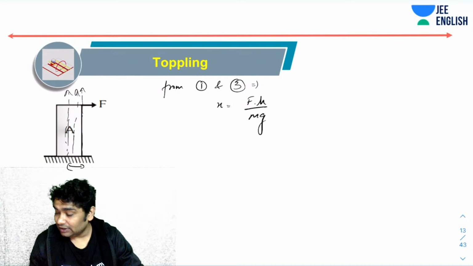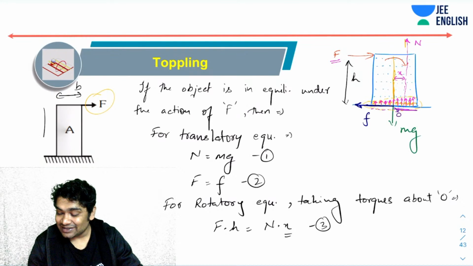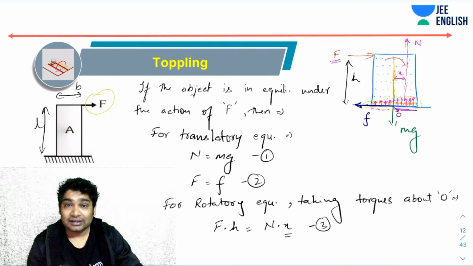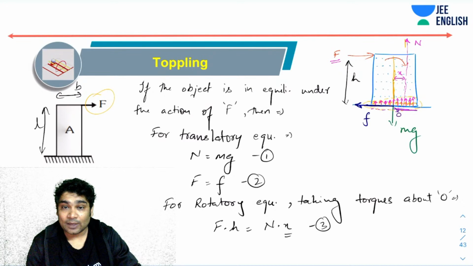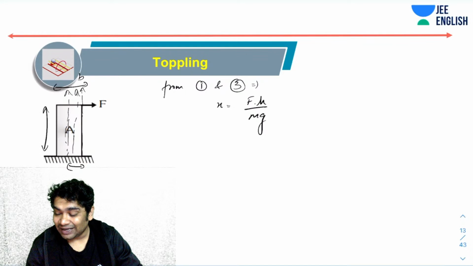If I call these dimensions, so let's give some names to these dimensions. So let's call this breadth b, and this is the length of the rectangular looking thing. Okay. So you realize if this was b, then you realize that x max, how much is the maximum that your x can shift?